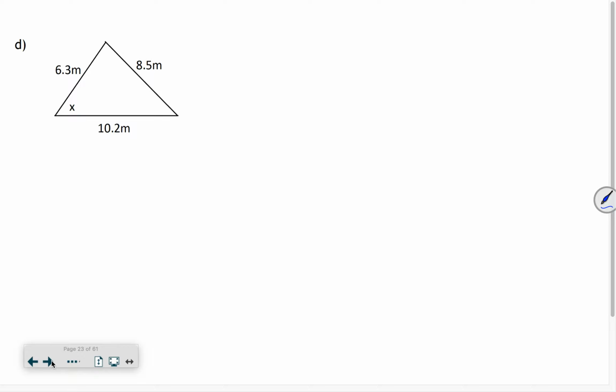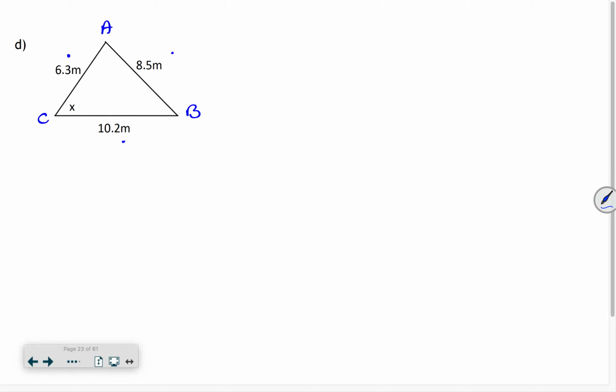Let's take a look at example D now. So straight away, this is the cosine rule because we have a triangle where we have all three sides and we don't have any angles. We assume the sine rule unless it's the cosine rule, and this is the one we're looking for: the situation where we have all three sides. So let's go ahead and write down the labels of the sides. We'll call this triangle ABC.